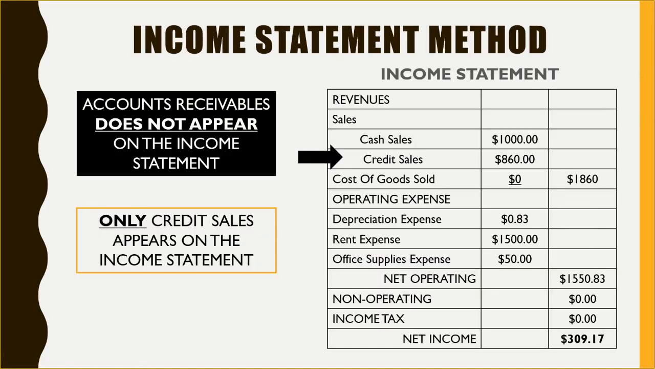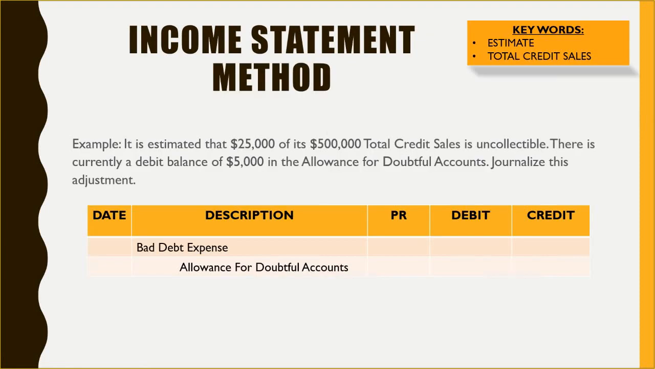Okay? So why is it called the income statement this time? Well, because let's take a look at an income statement. You will never ever see accounts receivable or allowance for doubtful accounts. You will only see credit sales. Remember, your income statement is all of your sales minus all of your expenses. So in this case, you only see total credit sales. You do not see the accounts receivable or the allowance for doubtful accounts. So that's why you don't care about the allowance for doubtful accounts.